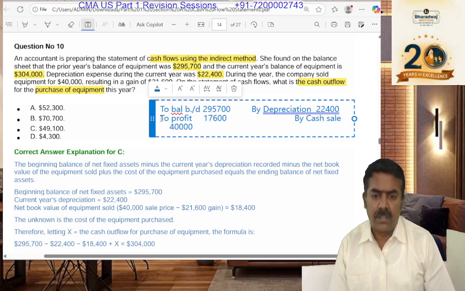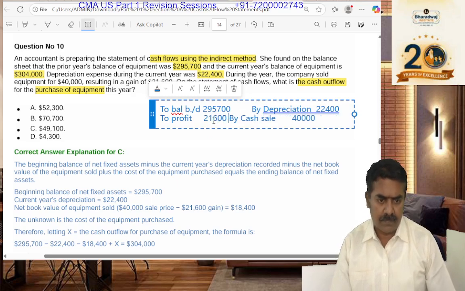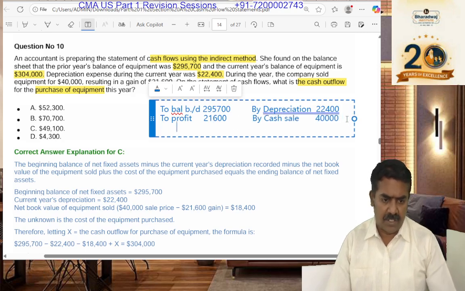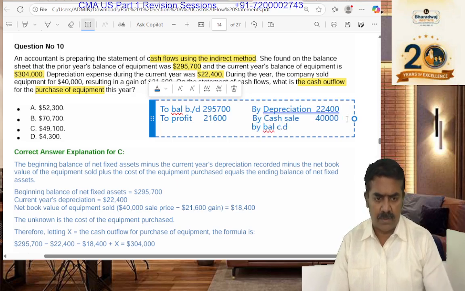No. Gain is directly given. Okay, gain is directly given. What is the gain given directly? 21,600 is given to us, and the closing balance also given to us. By balance carried down. What is the closing balance given? 3,04,000. Tally this, you will get as a balancing figure purchase of asset.